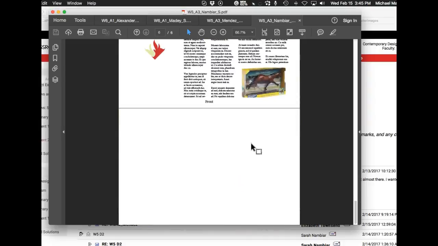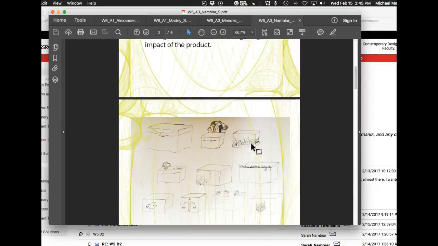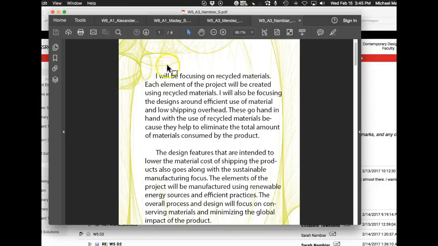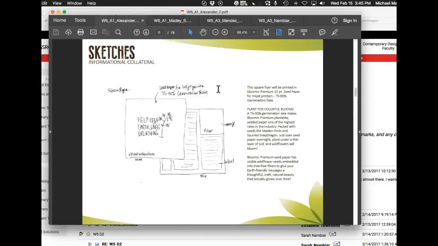Let me show you some examples. I think examples are a really good way to go. Now, I want you to understand I'm not comparing your work with anyone's, but I just want you to take a look at basically what's out there, what you're up against, so to speak. Let's take a look.